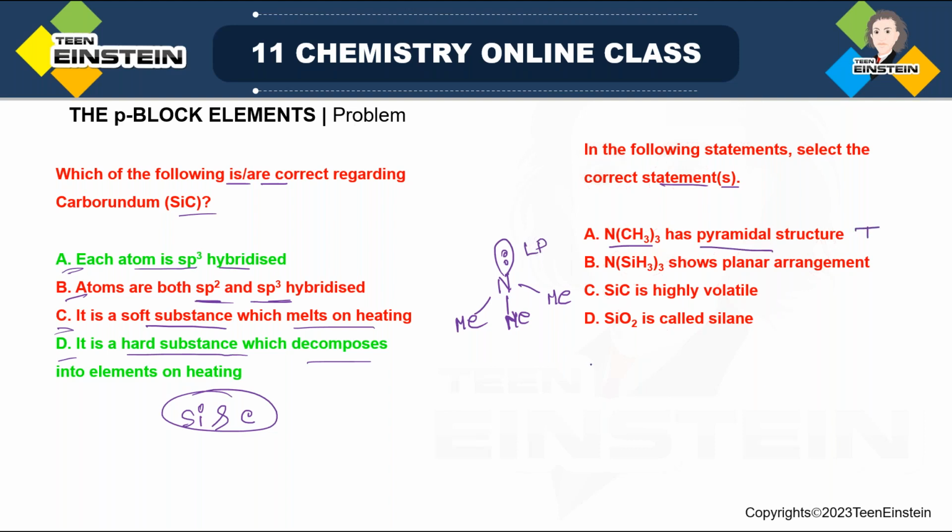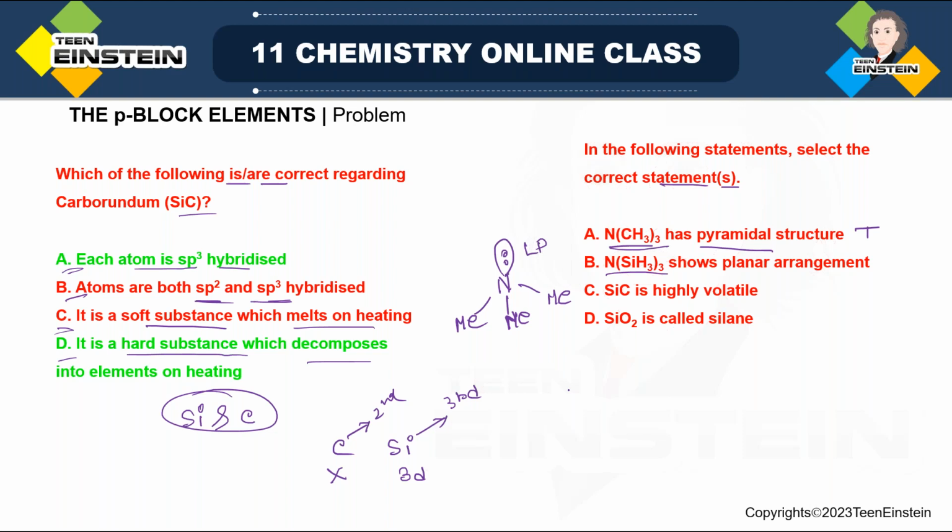What about N(SiH3)3? Now these two have some similarity. If you just replace carbon with silicon, you get the second molecule, N(SiH3)3. The difference between carbon and silicon is that carbon is from the second period, and silicon is from the third period. In carbon there is no vacant d orbital, but in silicon we have a vacant 3d orbital. And because of the presence of this vacant 3d orbital, the lone pair present over nitrogen can be donated to the vacant 3d of Si.